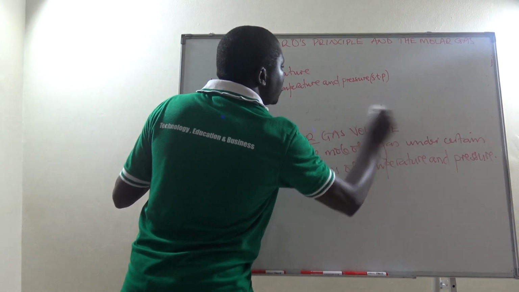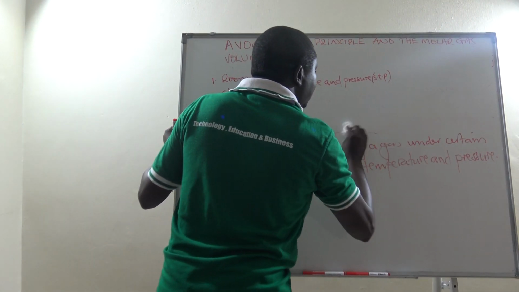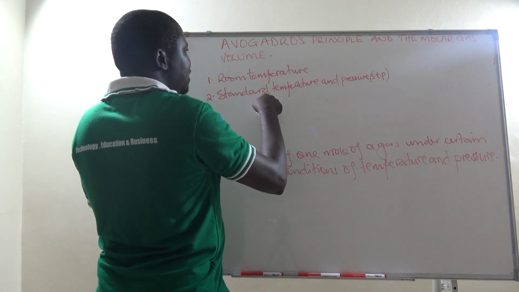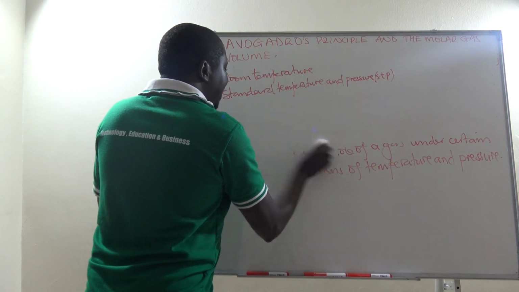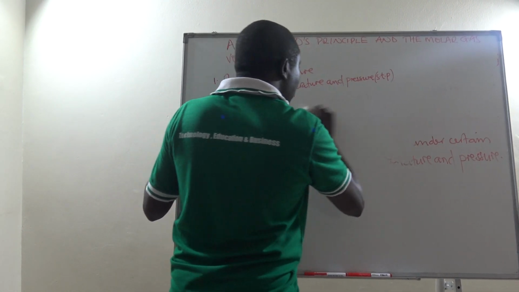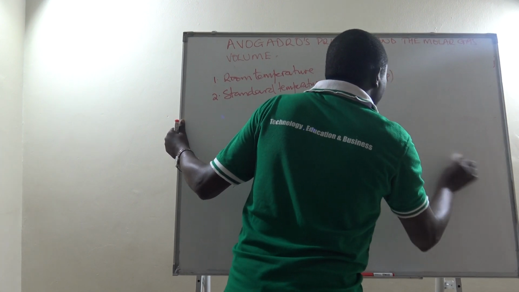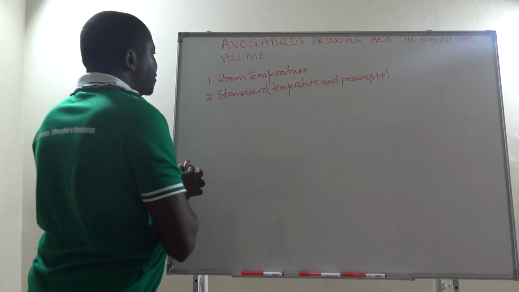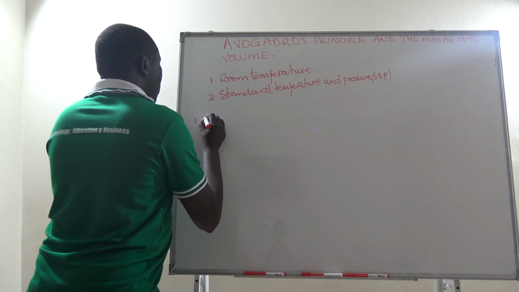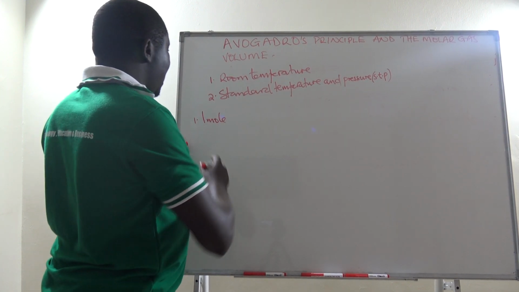Now let us look at the molar gas volume at room temperature and then the molar gas volume at STP. These are different standard conditions, but they are applicable to all gases, not liquids, not solids, we are talking of gases only. So let us start with the first one, that is at room temperature. The molar gas volume is the volume of 1 mole of a gas at room temperature.